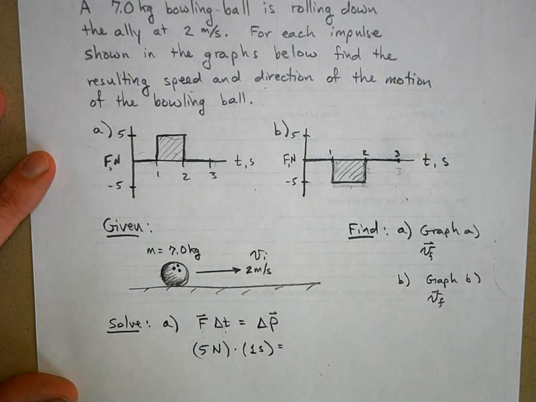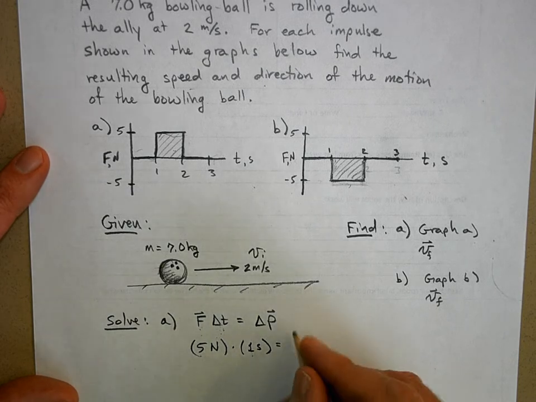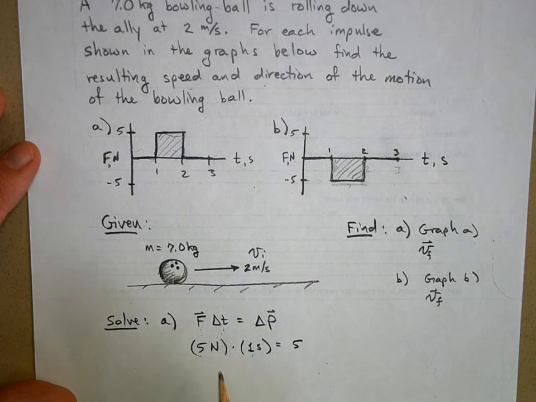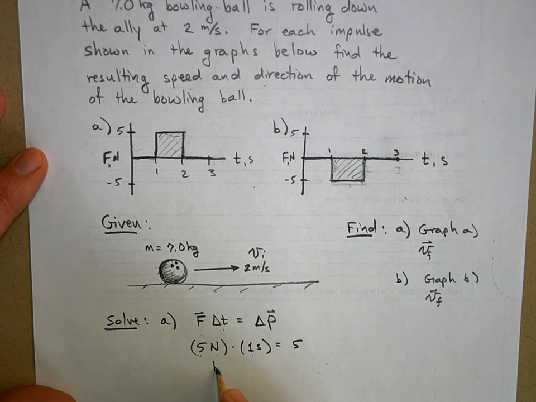And that's going to be equal to our change in momentum. Well, 5 times 1 is 5. Now, newtons times seconds. Let's see what that is. Well, what is a newton? A newton is a kilogram meter per second squared, right? It's mass times acceleration, right? Those are the fundamental units for newtons. Well, we're multiplying newtons times a second.